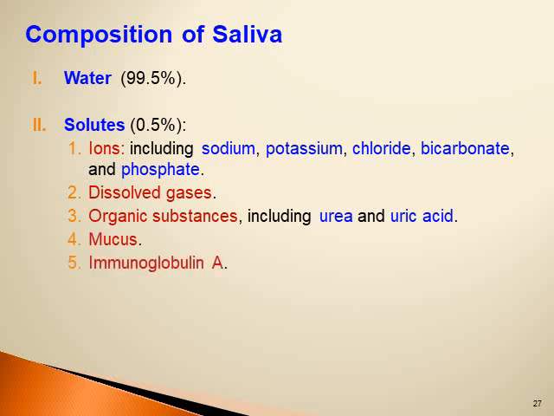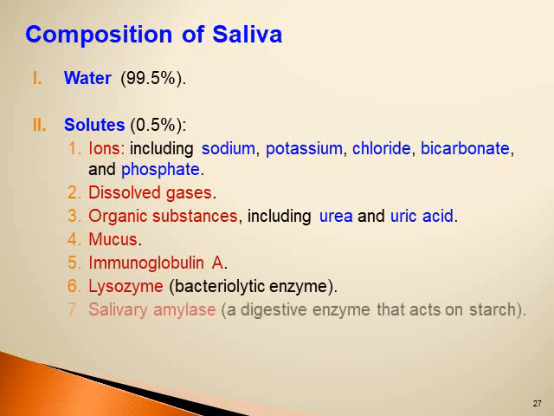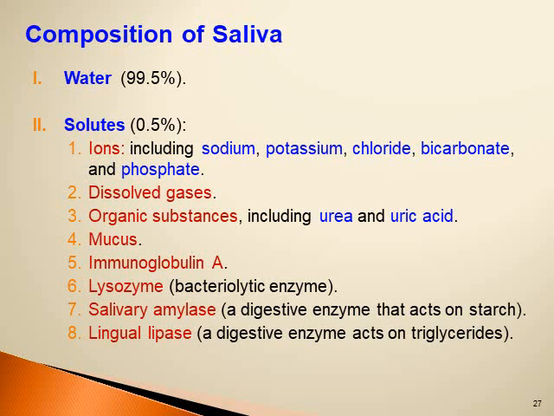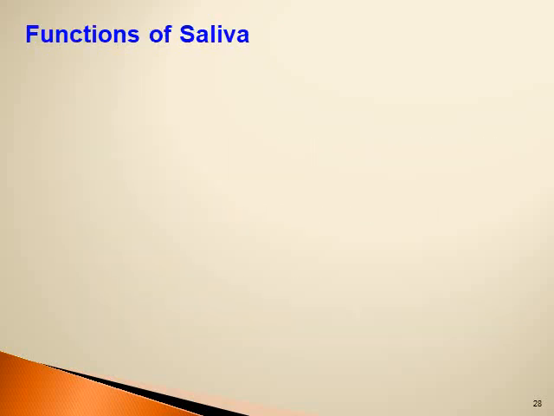mucus, immunoglobulin A, lysozyme, which is a bacteriolytic enzyme, and salivary amylase, which is a digestive enzyme that acts on starch, because the chemical digestion of starch can start in the mouth. And lingual lipase, a digestive enzyme that is released from the lingual minor salivary glands. It is a digestive enzyme that acts on triglycerides.